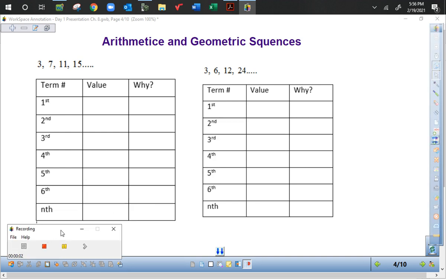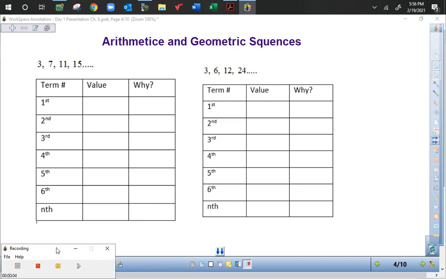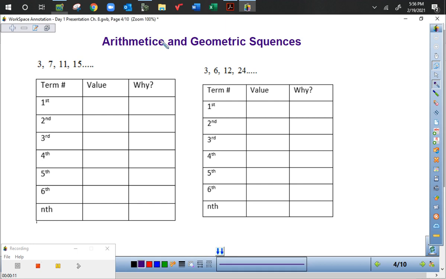Hey all, Chapter 8 is going to be talking about sequences and series. So our basic two types are arithmetic and geometric. A sequence is just a pattern usually dealing with numbers, and it has a common difference, meaning you're adding or subtracting by the same thing each time, or multiplying or dividing by the same thing each time. So arithmetic is going to be a plus or minus. Geometric is going to be multiplication or division.